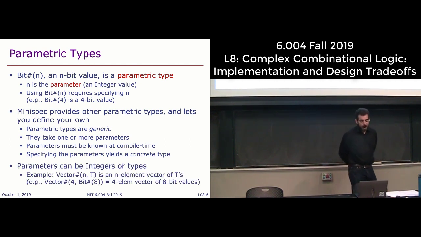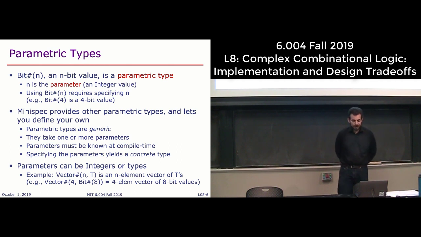And just a detail, parameters can be integers or types. So we've only seen bit n, but for example, you have vector of n t, an n-element vector of t's. We'll use this when we build a processor. A register file is a vector of 32-bit registers. But for example, if you say vector 4 bit 8, that is a 4-element vector of 8-bit values. Okay, so you see this weird syntax with the hash, open parentheses, parameters, close parentheses.